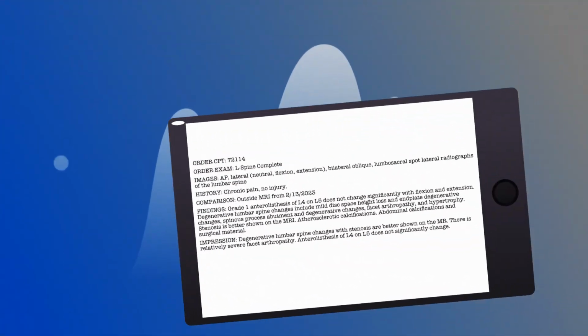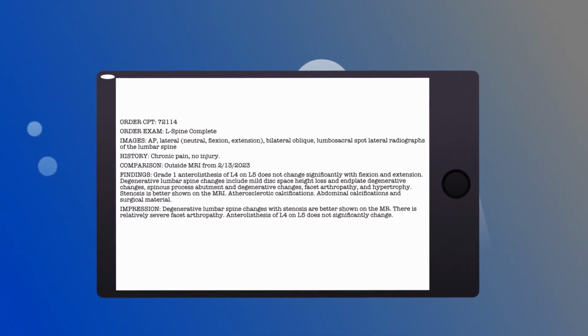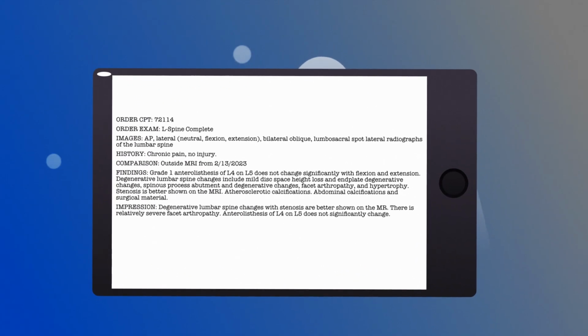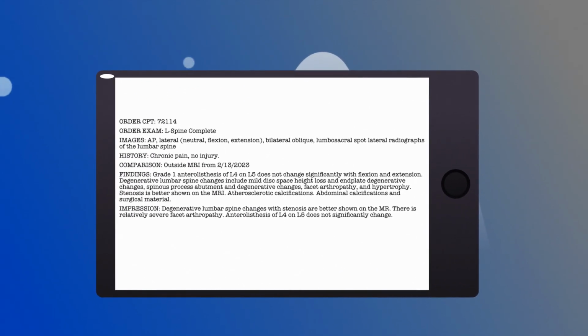Impression: degenerative lumbar spine changes with stenosis are better shown on the MR. There is relatively severe facet arthropathy. Anterolisthesis of L4 through L5 does not significantly change. Let's look at the views. AP, lateral, neutral, flexion, extension, bilateral oblique, lumbosacral spot lateral. That's a total of 7 views. This qualifies for CPT code 72114. Radiologic examination, spine, lumbosacral, complete including bending views, a minimum of 6 views.